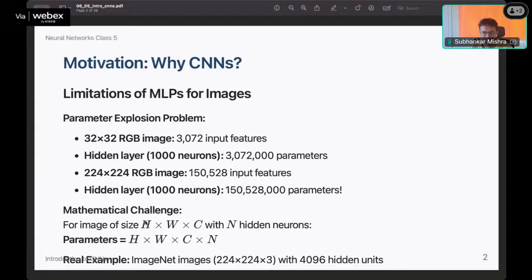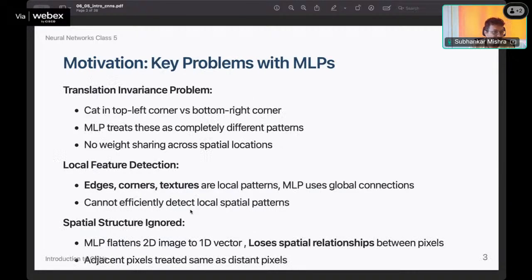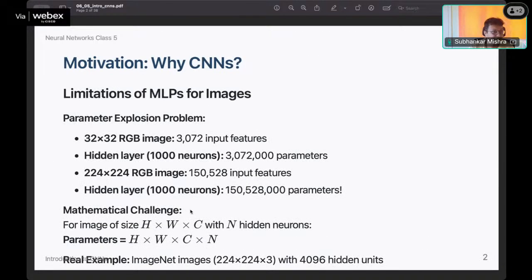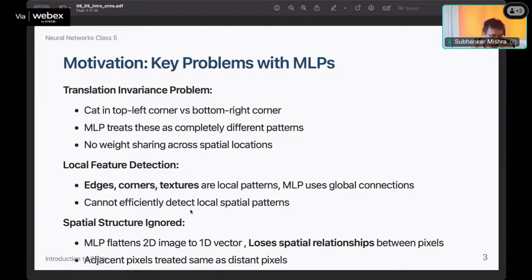So then what do we do, right? This becomes the fundamental problem that we have in MLP, specifically for images. And there is no concept of reusability, or the same spatial structure that we can exploit. So that was basically the key motivation why MLPs could not be used for images: the parameter explosion problem.